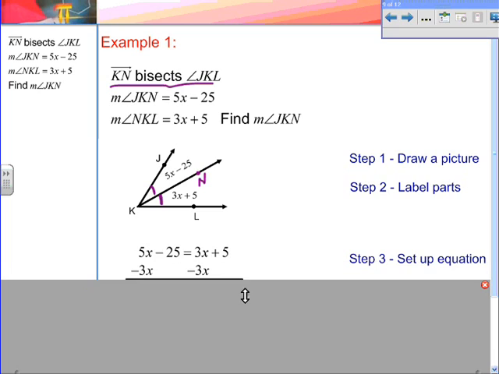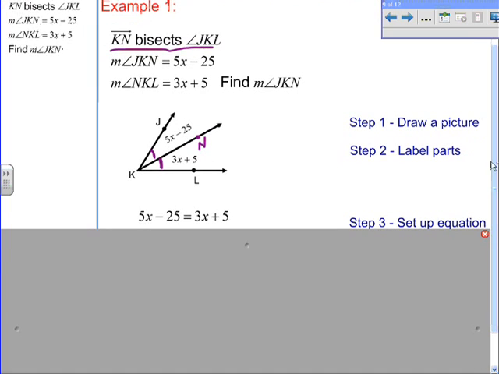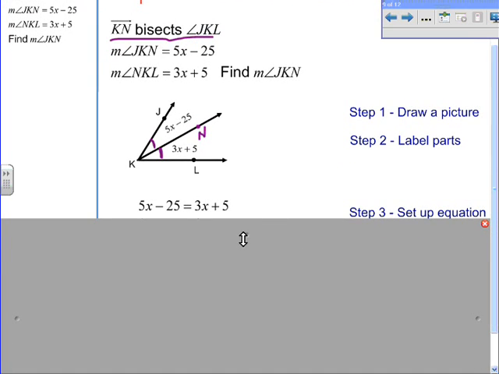Step 3 is going to be to set up our equation. Since those two angles are congruent, I know that angle JKN is congruent to angle NKL, so their measures are equal. Therefore, 5x minus 25 has to equal 3x plus 5. So there's my equation. Now I have to solve my equation.